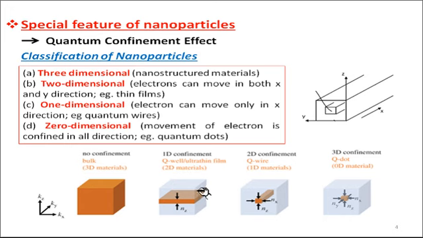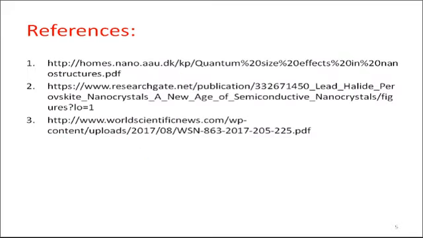Now you can note down one example of two-dimensional nanoparticles. One example is the ultra-thin two-dimensional nanofilm, or two-dimensional layer-type structures. On the other hand, any kind of long linear chain-type nanostructure falls within the one-dimensional nanostructure category. So these are the references.